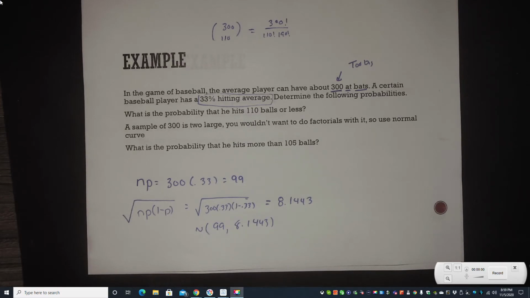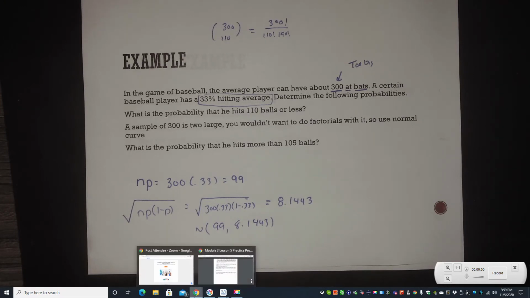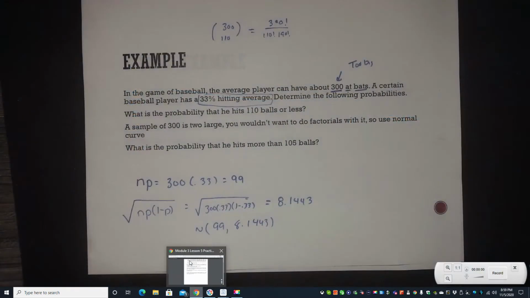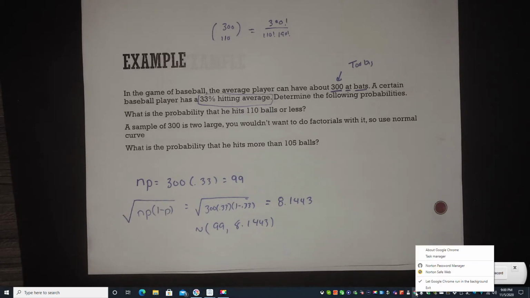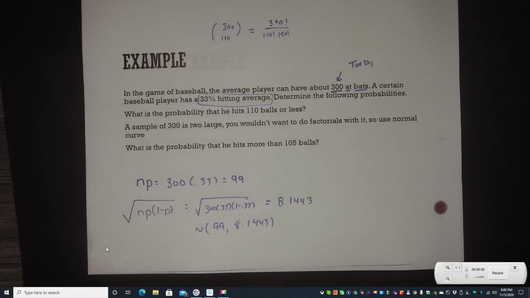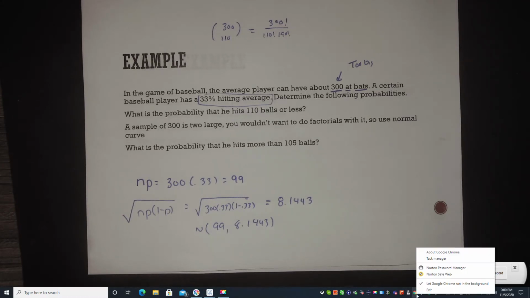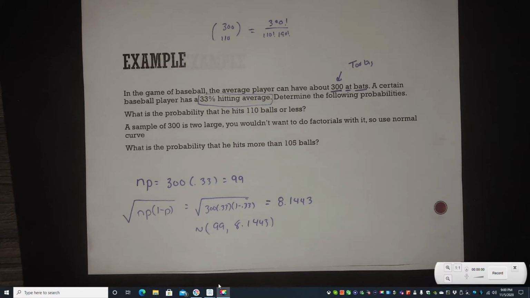We can do this by hand, or we can do this by StatCrunch, which I know is something most of my students like to do. So let's see. Let me open up my StatCrunch here. Where is my StatCrunch? Hang on one second. Why aren't you opening? Let's try this. That'll work. There we go.